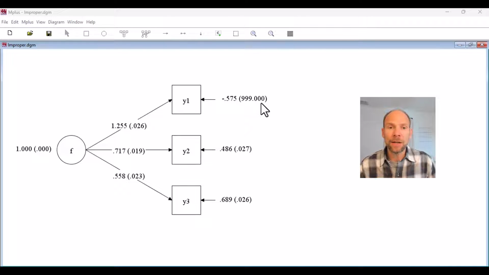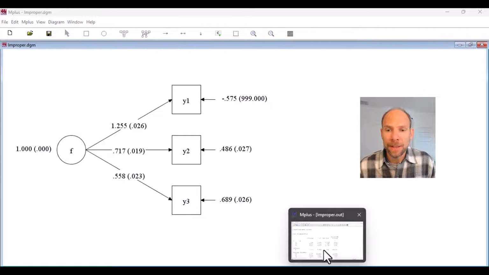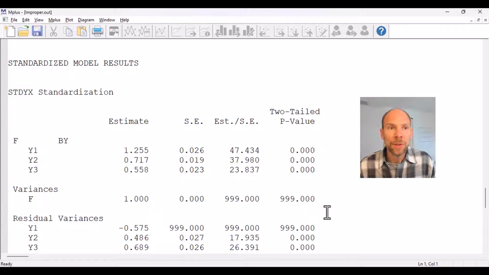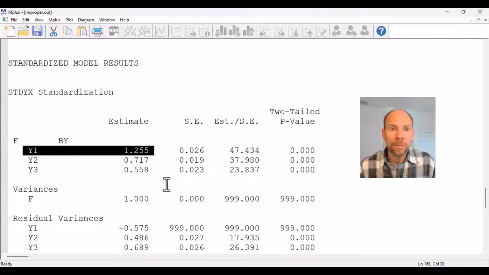So let's take a look at the output file in a little bit more detail for this particular model. I'm switching over to the Mplus output file, the print output, where you can see in the standardized model results section that here we again see this improper factor loading of 1.255.